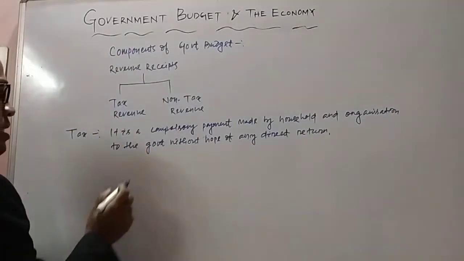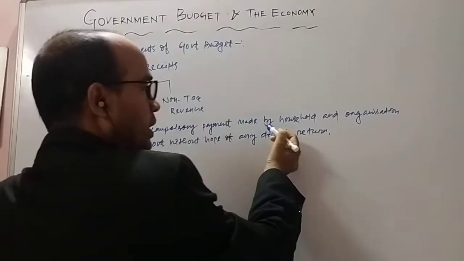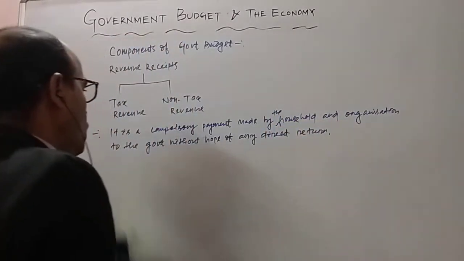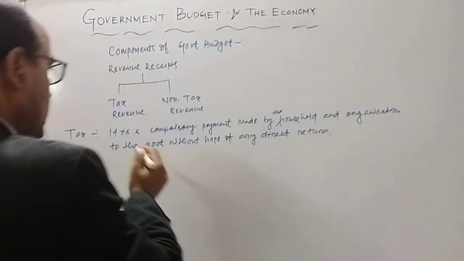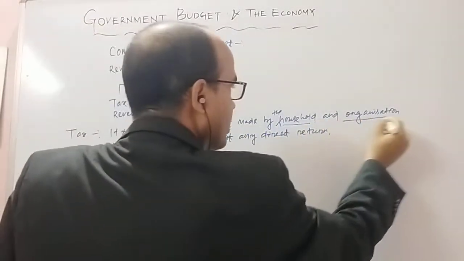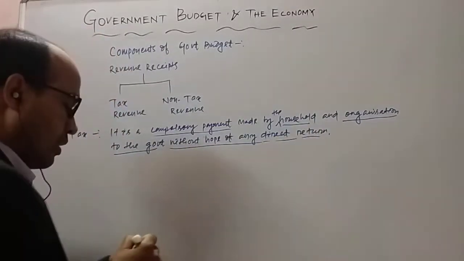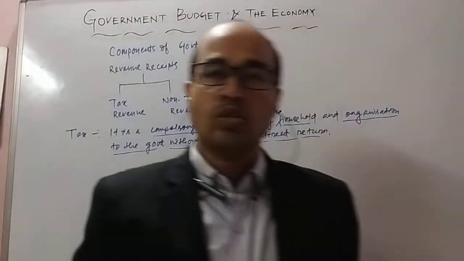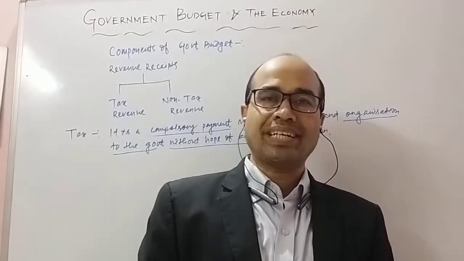Now, what is the meaning of a tax? It is a compulsory payment made by the household and organization to the government without hope of any direct return. Direct return we are not getting, but indirect return we are getting. Okay, so when you go through the tax revenue, then the next question arises. Sir, different types of taxes are there.